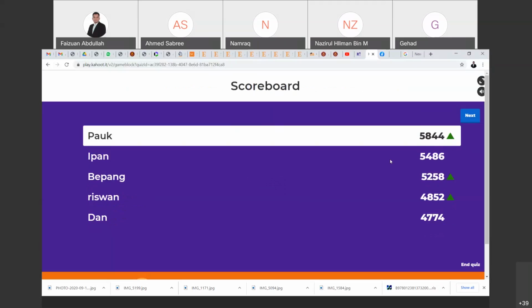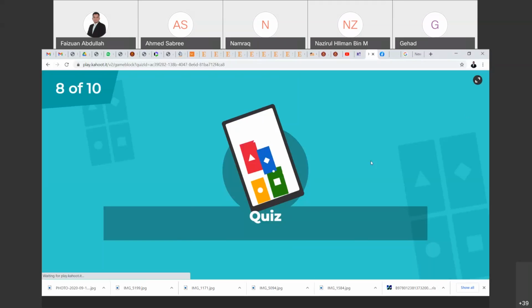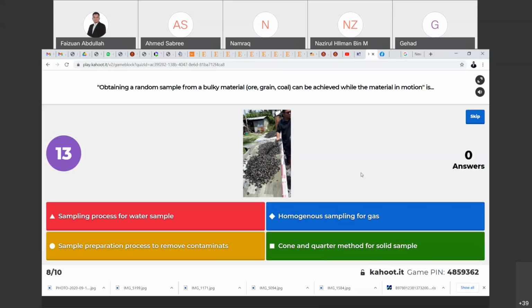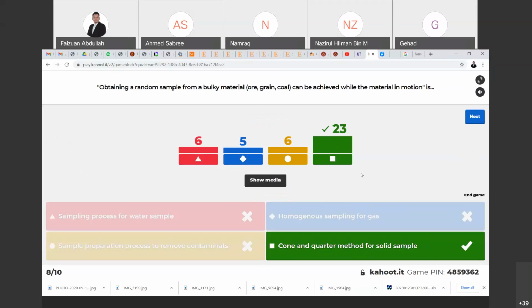Who's on top? Pao is now leading, followed by Ipan, Bepang, Rizwan, and Dan. Question 8: Obtaining a random sample from a bulky material or grain or coal can be achieved with which method: the sampling process for water sample, sample preparation process to remove contaminants, homogeneous sampling for gas, or cone and quarter method for solid samples? The answer is cone and quarter method for solid samples.